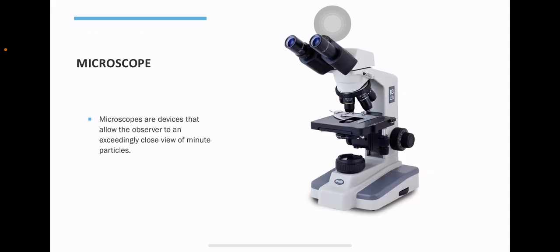Next, we have the microscope. It's your window to the microbial world. It provides magnification to visualize bacteria, yeast, and other microscopic structures, essential for Gram stain interpretation. So your microscope is basically your best friend inside the laboratory.